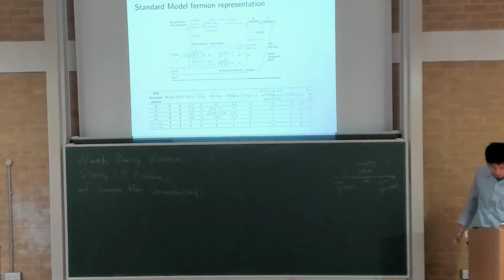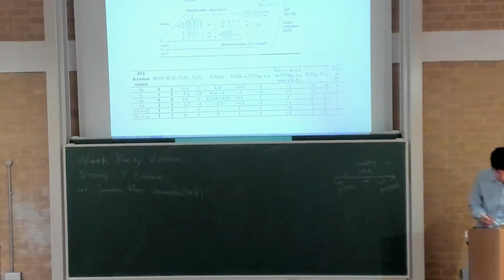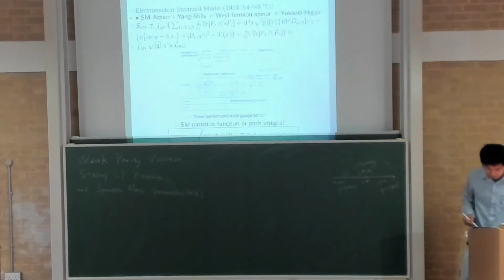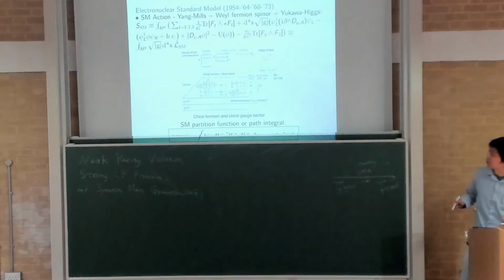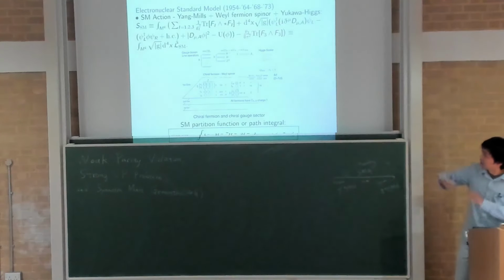I also systematically write this down in a table, so you can pretty much see that SU(2) is not symmetric between the left and right, and the U(1) hypercharge as well. Okay, so with the previous cartoon summary, I write down a Lagrangian for the action.